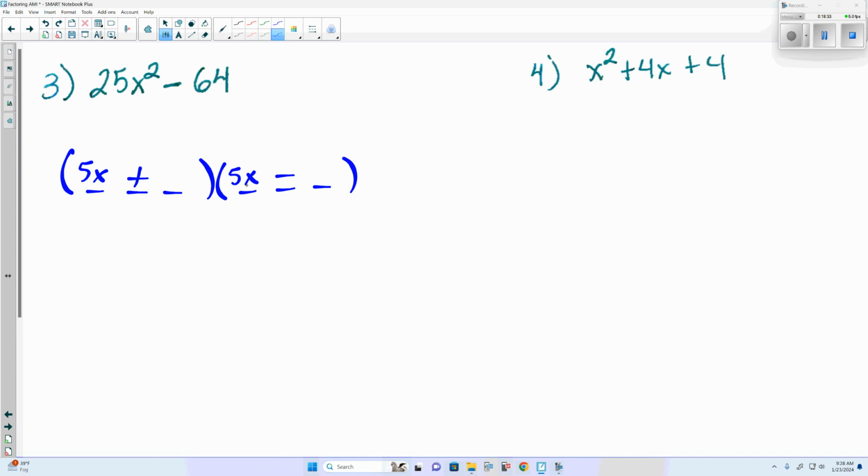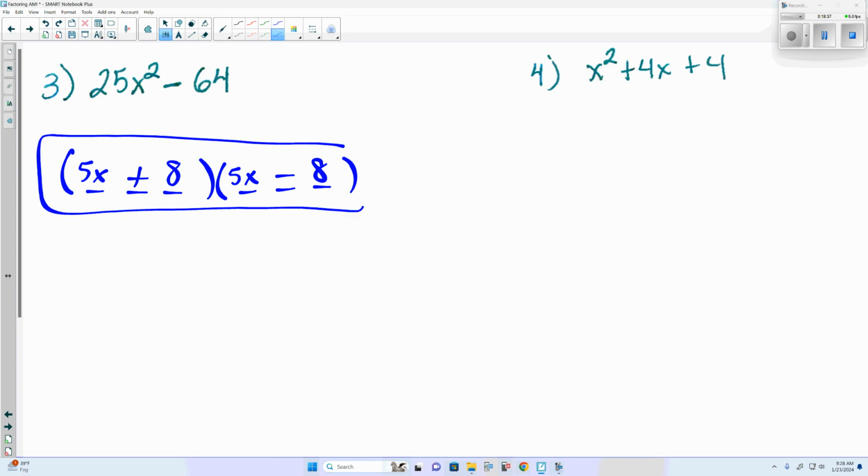What times itself is 64? 8, so we have 8. Well, not so much divide by 2, but we can take the square root of the number. So the square root of 64 is 8, the square root of 25 is 5. It sometimes feels like we can divide by 2, especially with 4, because the square root of 4 is 2 and 4 divided by 2 is 2. That's just a coincidence. But we have this here, and that's really all we need to put.